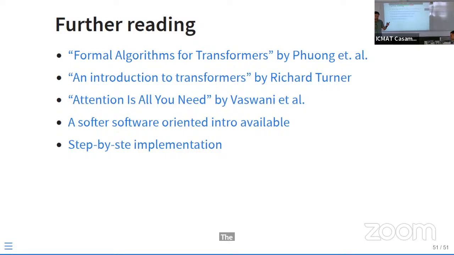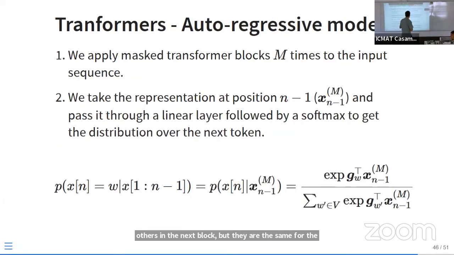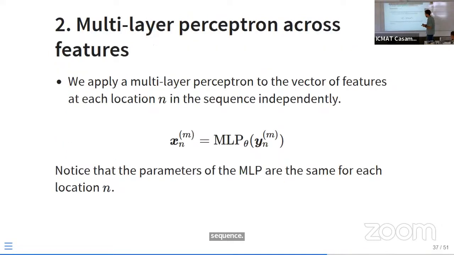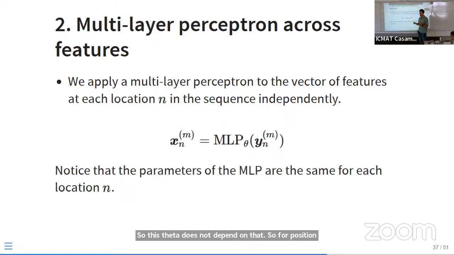Parameters in one block can be different from the others in the next block, but they are the same for the sequence. So this theta does not depend on n. For positions i and j, these are the same ones. So you are learning, fine-tuning, or refining a representation that does not depend on the position in the sequence.